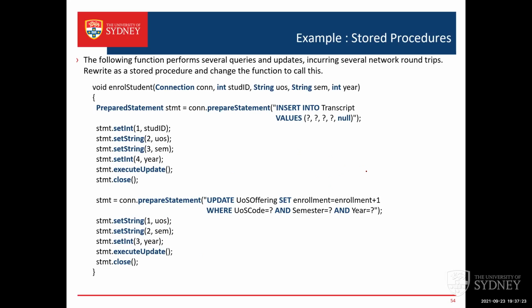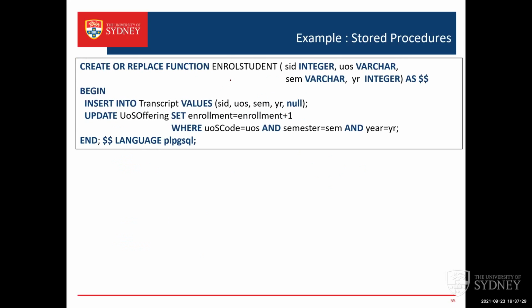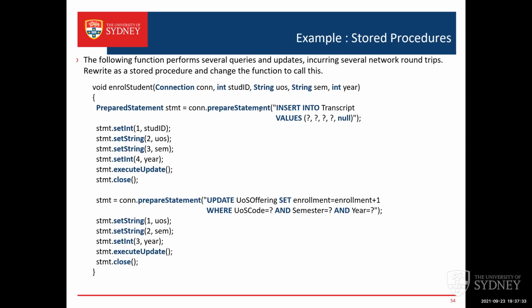I want to convert this into a stored procedure. How will we do that? First we'll create, let's say, an enrolled student procedure. Here you can see that first I'm inserting into the transcript table. Based on that, I am updating the UoS offering enrollment plus 1.